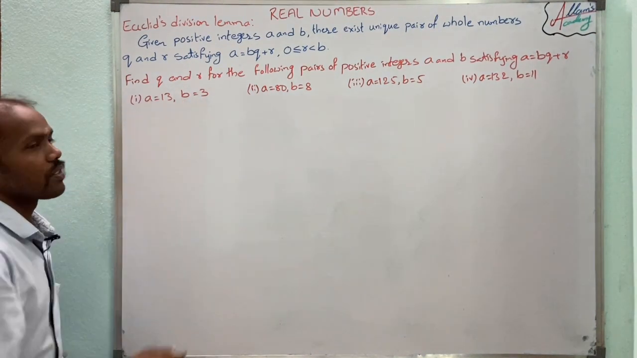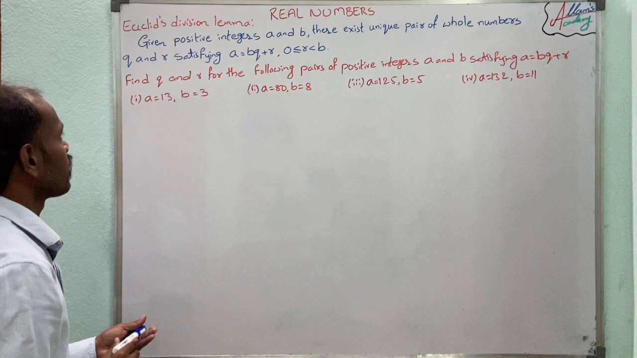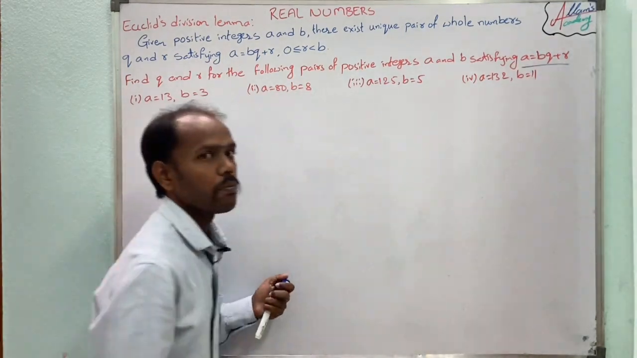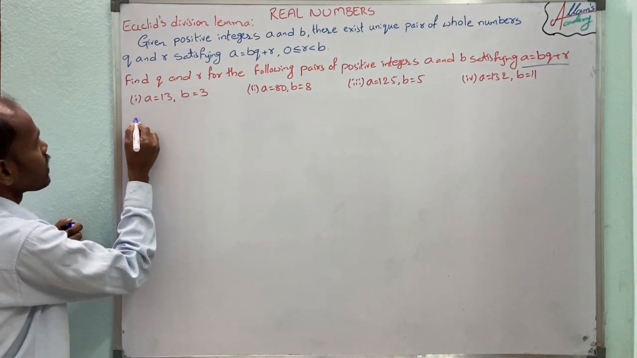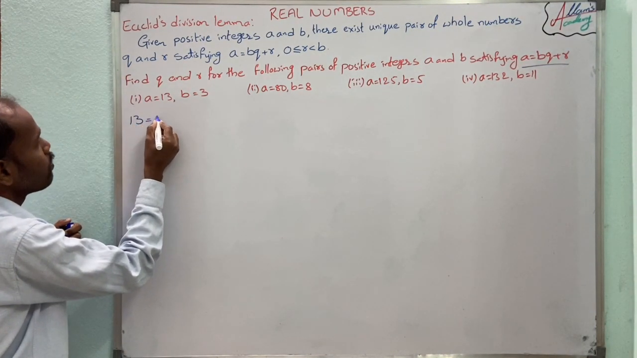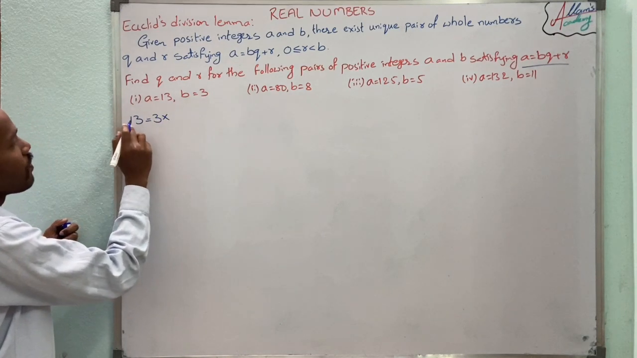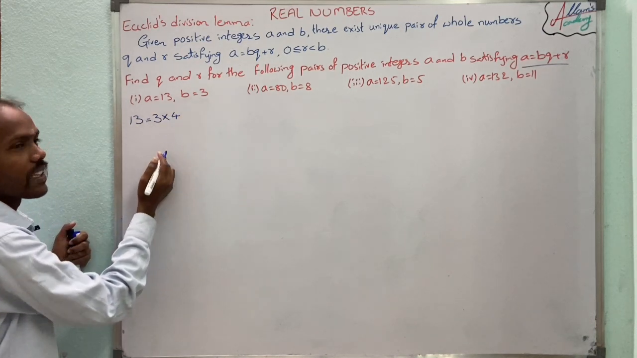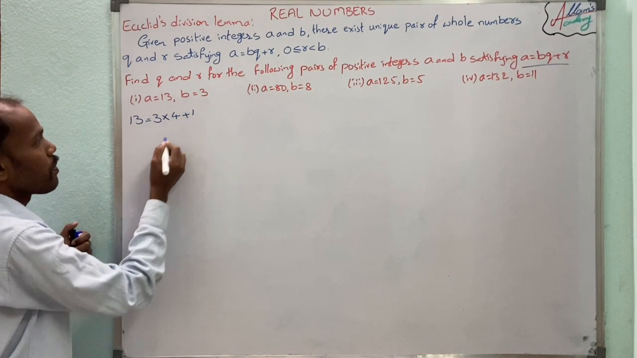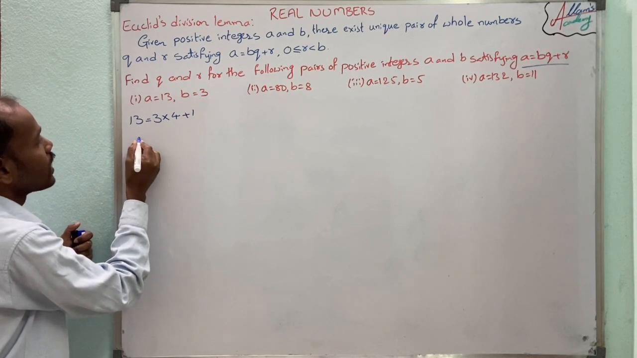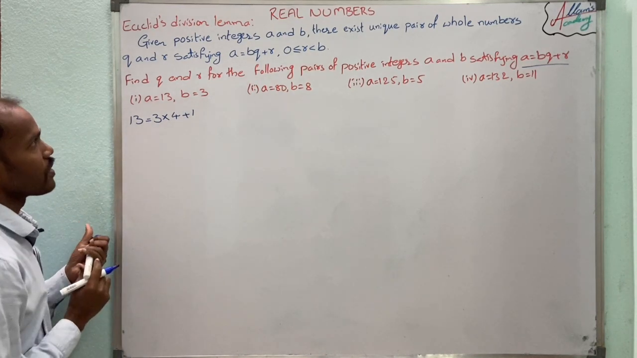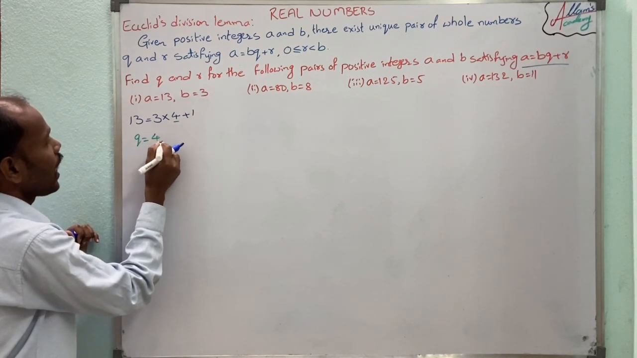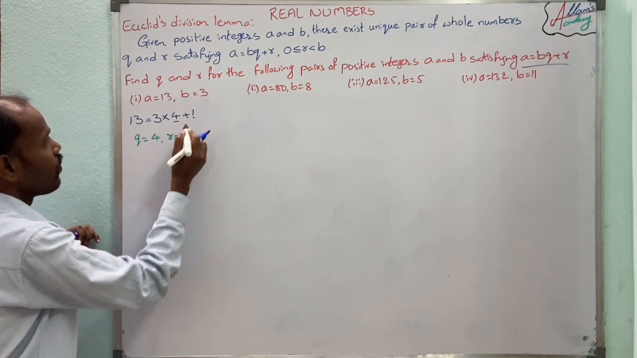So a equals 13, b equals 3 is given. We already know the principle is a equals bq plus r. So a is 13, equal to b which is 3, 3 which number? 3 4s are 12, and here the remainder is 1, so plus 1. So the q is 4, and the remainder r is 1.